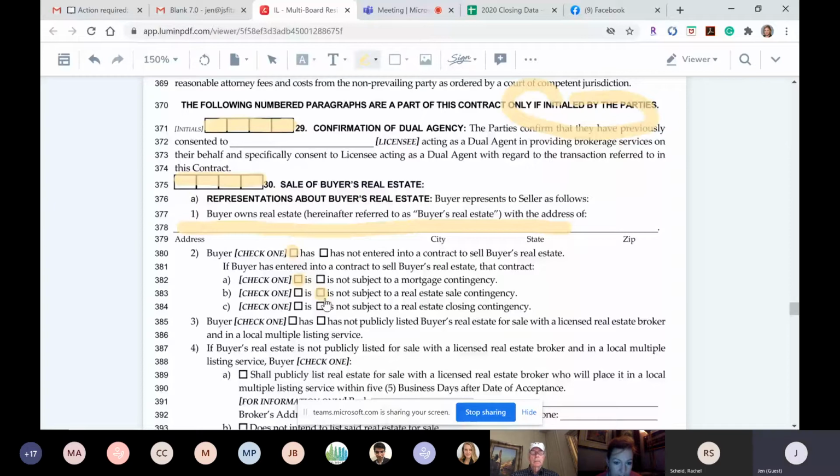So we're going to talk about that. We haven't addressed that here yet. But there's a difference between real estate sale contingency and a closing contingency. It's very minor, but you will know because you'll be able to look at your buyer's other contract. Okay, so you'll know that information.